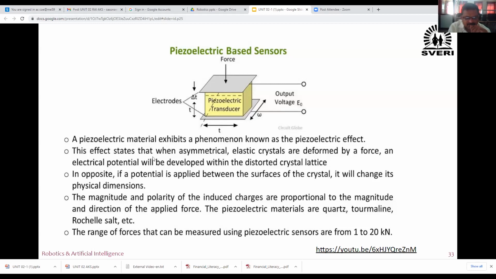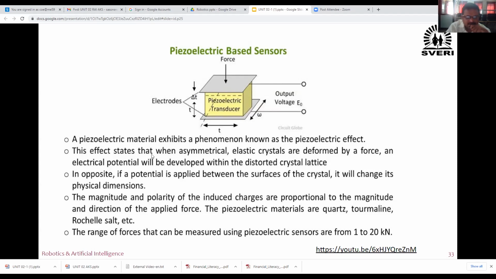This effect states that when asymmetrical elastic crystals are deformed by a force, an electric potential will be developed within the distorted crystal lattice. Therefore, this is the piezoelectric transducer. You just see here on one face, force is applied so that this piezoelectric crystal or transducer is getting compressed, and depending upon that compression value, that is delta T, that much value of output voltage will be generated. It is a characteristic of piezoelectric crystal, remember.